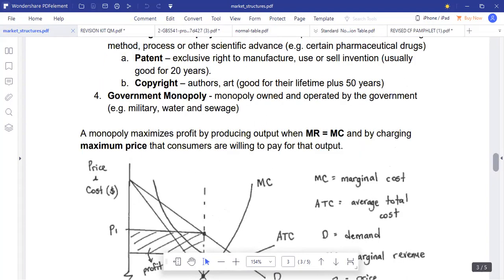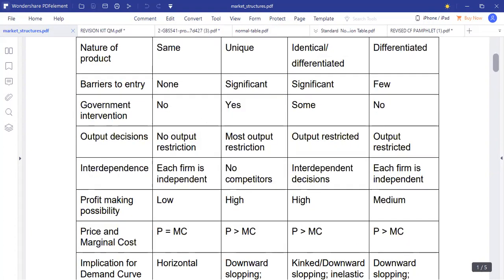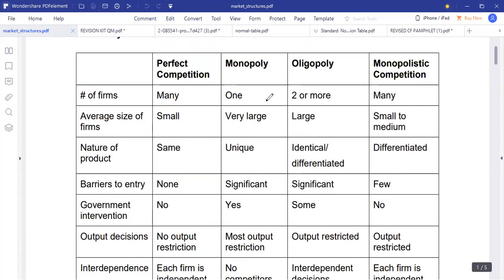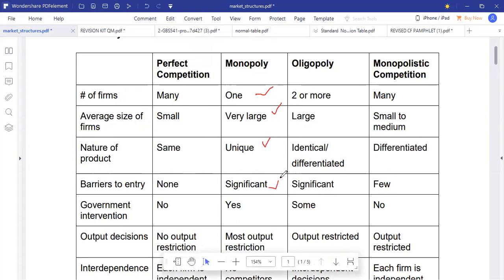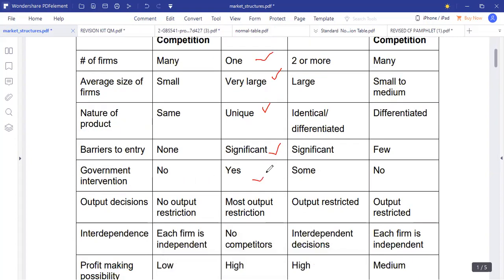So when we're talking about monopoly, what should there be? One major seller. These firms are very large. The goods that they produce should be unique. There are heavy or significant barriers to entry. There's government intervention.